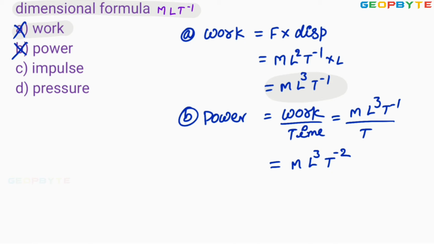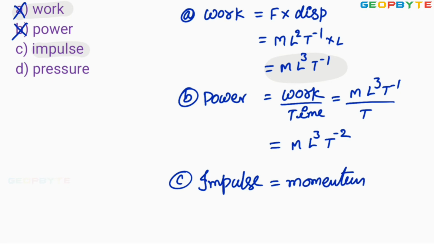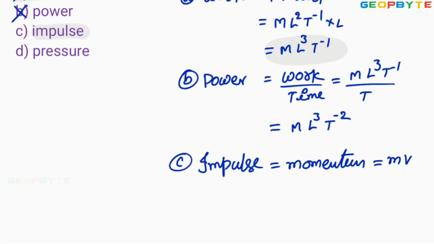Come to the impulse. Impulse means change in momentum. See impulse. Impulse unit is momentum. Momentum equal to product of mass and velocity. Dimensional formula M L by T. It is M L T power minus 1.